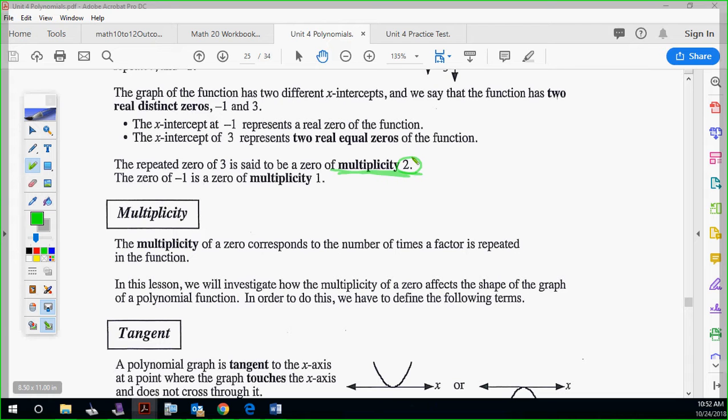The multiplicity of a 0 corresponds to the number of times a factor is repeated in the function. In this lesson, we'll investigate how the multiplicity of a 0 affects the shape of the graph of a polynomial function. In order to do this, we have to define the following terms. Okay? So let's talk about these terms.